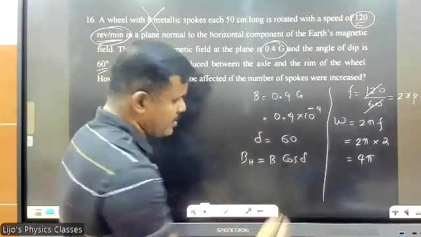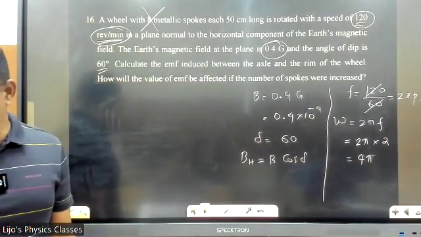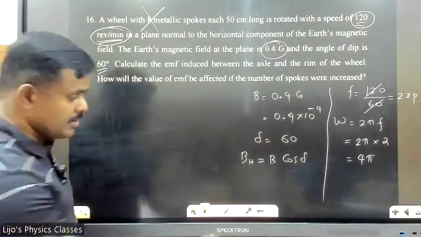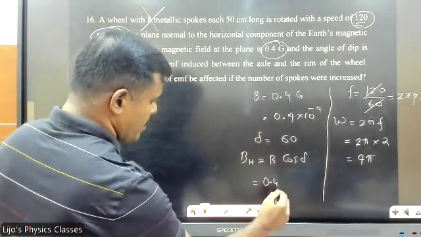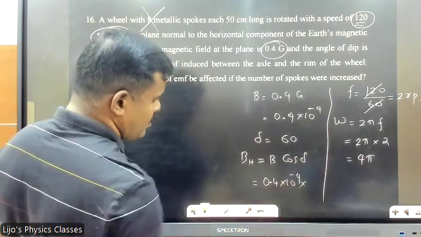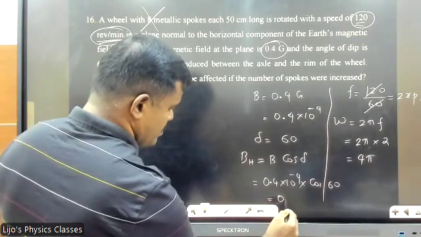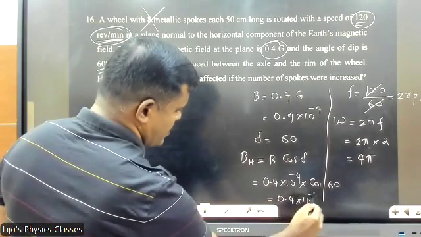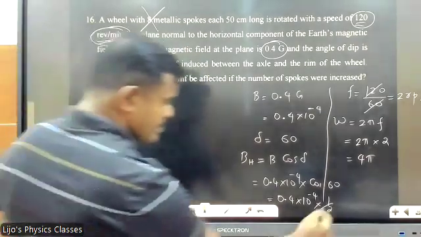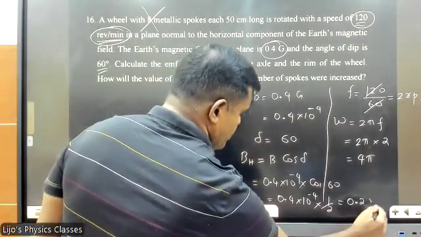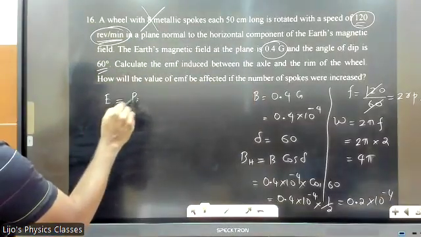BH is equal to B cos delta. All of you online? BH is equal to B cos delta, right? So that is equal to, what is B? 0.4 into 10 raised to minus 4 into cos 60. Cos 60 is 1 by 2. So 0.2 into 10 raised to minus 4. Now you can write the equation for EMF.